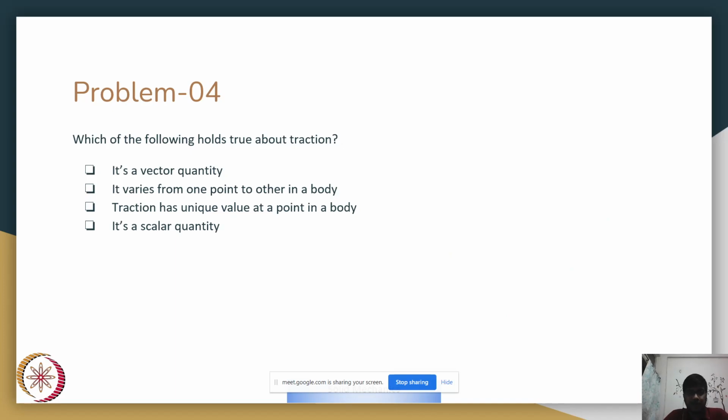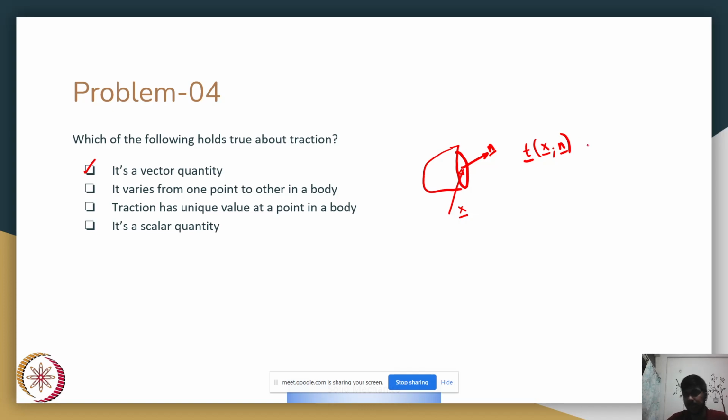Okay, then the fourth question asks, which of the following holds true about traction? If you guys remember, it's a vector quantity. Correct. So traction is defined using two parameters. First is the position x, second is a plane whose normal is given by n. So you have t(x, n). This is how it's denoted. So yes, traction is a vector quantity.